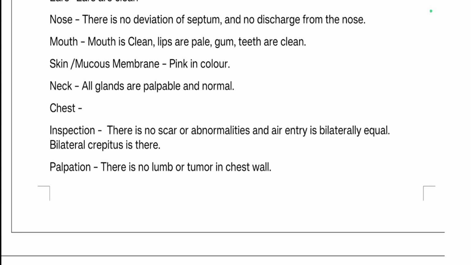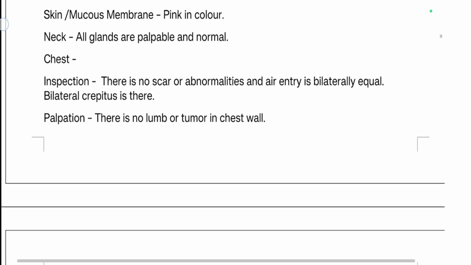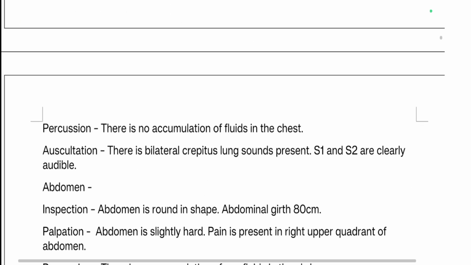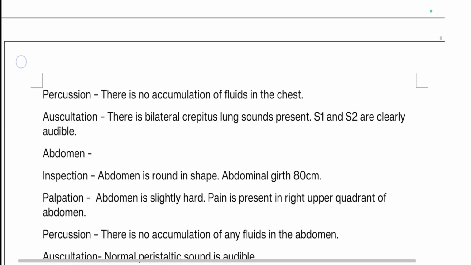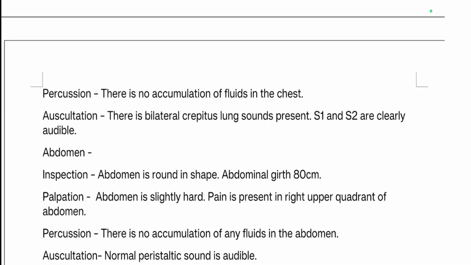Like in case of pneumonia, you can write in the chest, in inspection, palpation or auscultation, there can be abnormal lung sounds due to the pneumonia. There can be crepitations or crackles, which are adventitious or abnormal lung sounds present in a pneumonia patient, so that should be written. Respiratory depth, rate, rhythm should be written clearly.